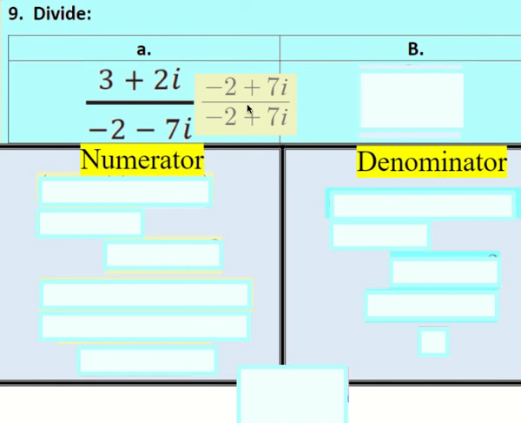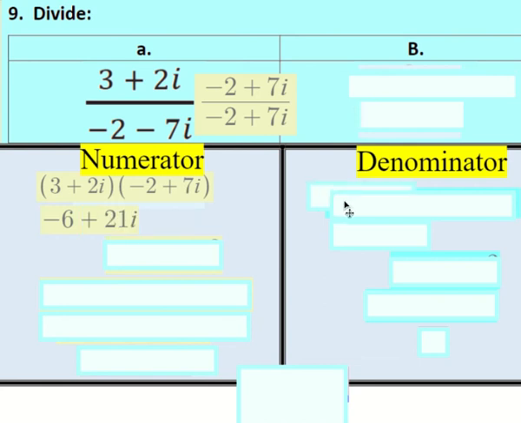3 plus 2i times negative 2 plus 7i. We distribute the 3 times the negative 2, and we get negative 6. We distribute the 3 to the 7i, and we get plus 21i. 3 did his job. Now it's 2i's turn. 2i times negative 2 is negative 4i. 2i times 7i is positive 14i. But remember, i times i is i squared.